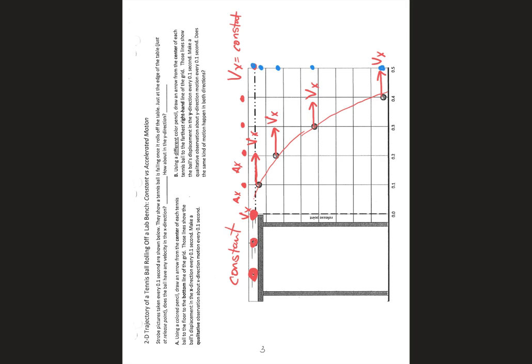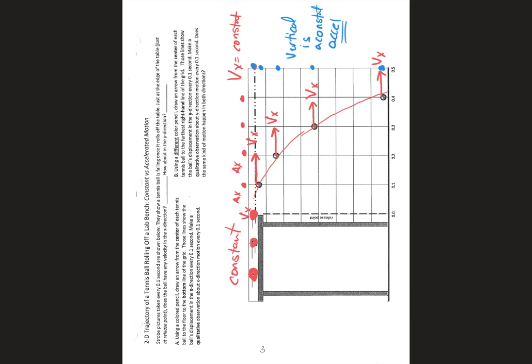So the horizontal motion is constant, but the vertical motion is a constant acceleration. Now, let's not get confused. Having a constant velocity and a constant acceleration are very different. In fact, one means you never speed up, and one means you're always speeding up.